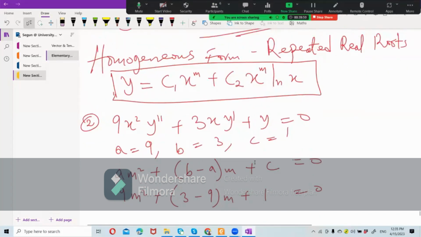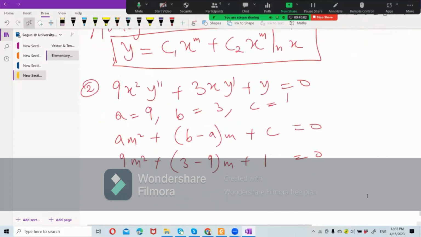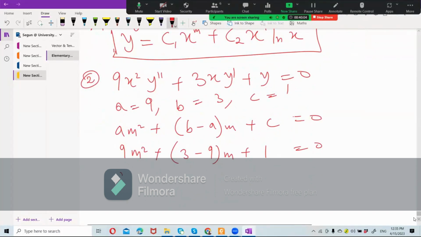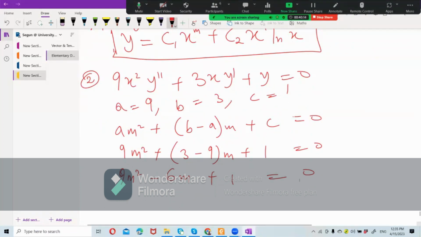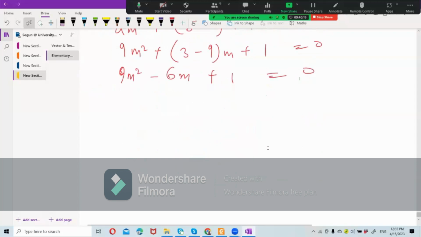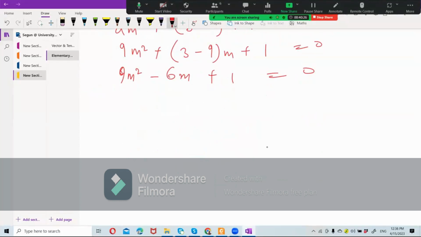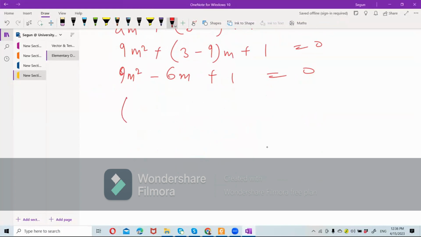So in this case now, what do we have? You have 9m squared minus 6m plus 1 equals to 0. Remember the first one, they are positive, positive. But in this case now they are different. So what would we multiply that you have 1? But don't forget, how do we distribute this one?